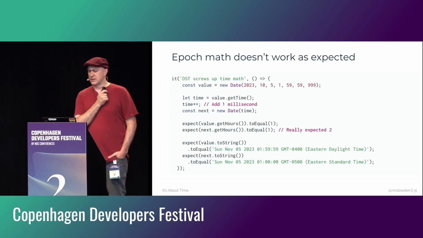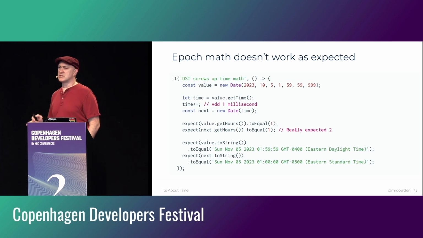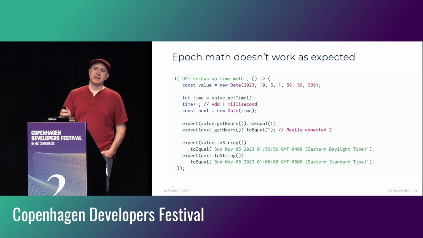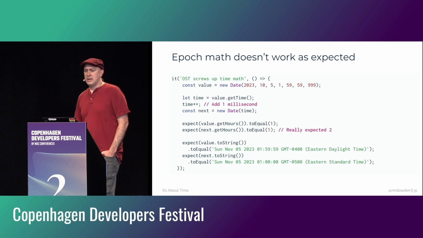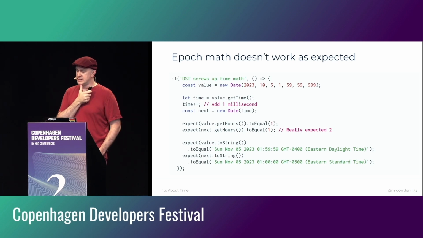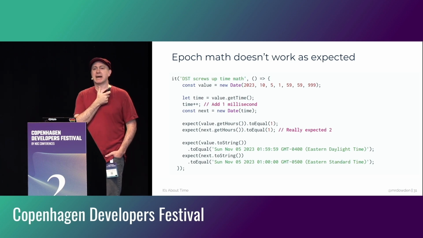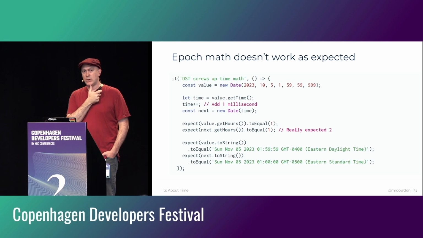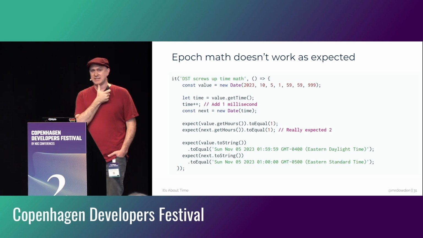What does get interesting, though, is that epoch math, I wouldn't say it doesn't work as expected. It works exactly like you would expect. It just doesn't always produce the results you would expect. So in this example, we're getting the epoch out of a date. We're adding 1 millisecond and then creating a new date from that time, and we're trying to compare them. And as you can see, we went back in time. We added a millisecond and rolled back 59 hours, 59 minutes, and 999 milliseconds.